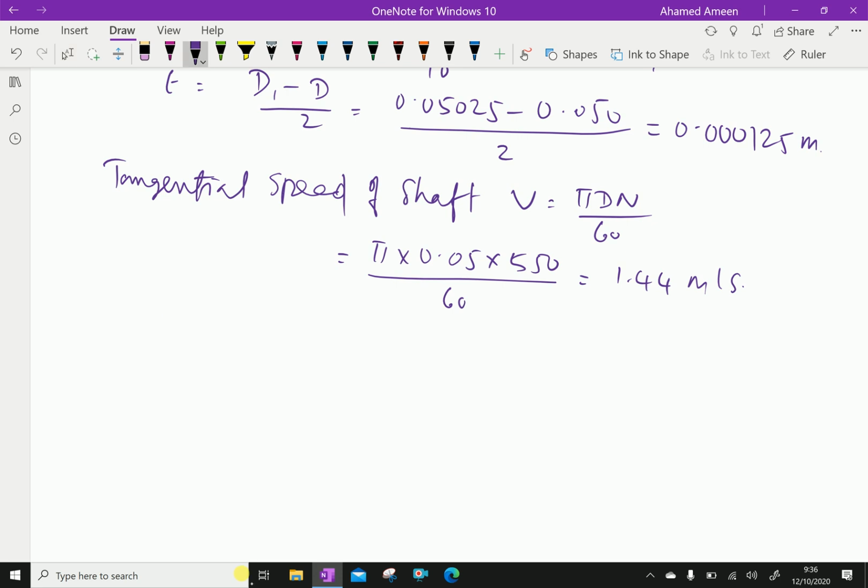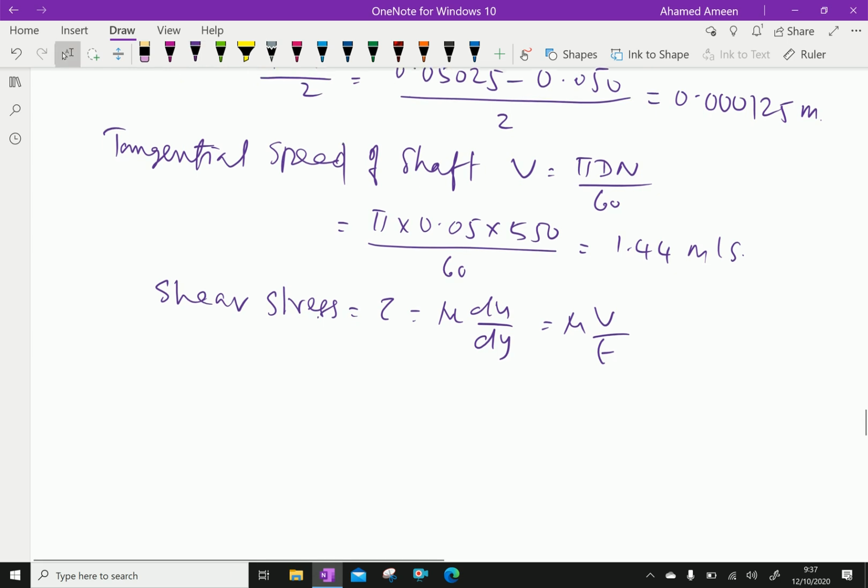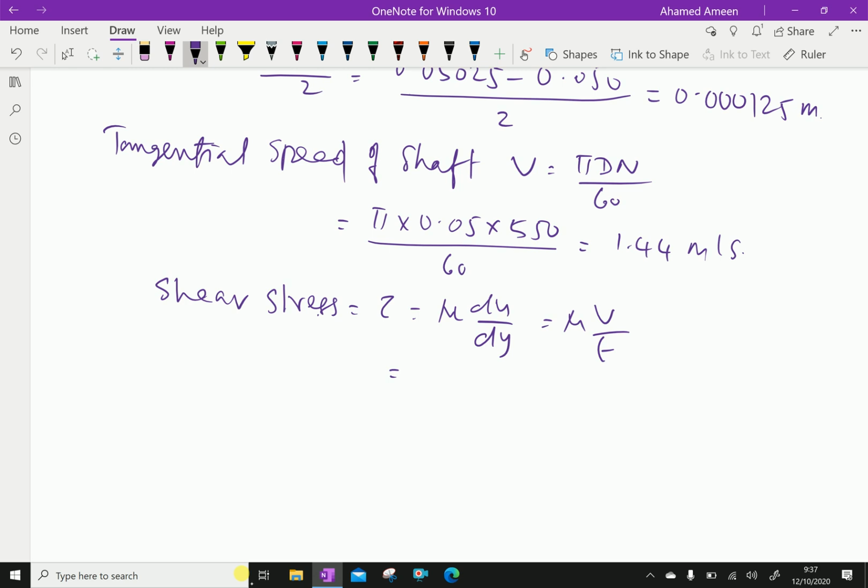Now next is shear stress. Tau equals mu du by dy, which is further equal to mu V by t, because it is tangential, so du equals V by t. So having 0.095, that is mu, into V, 1.44 over thickness 0.000125, which is 1094.4 Newton per meter square.